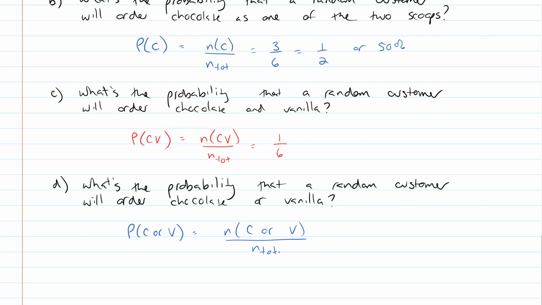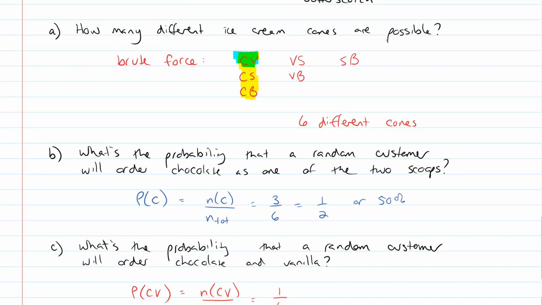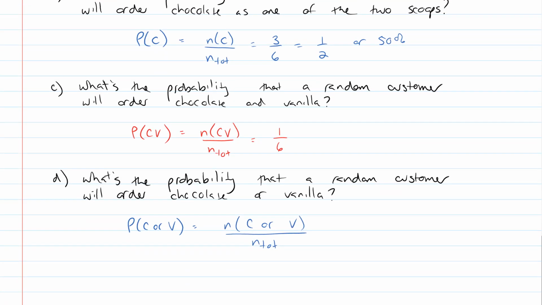And then just scrolling up, we're looking for C or V, and I'm just going to circle those. Here's C or V. All of these have either chocolate or vanilla or both in them. And so we get that that's equal to 5/6.